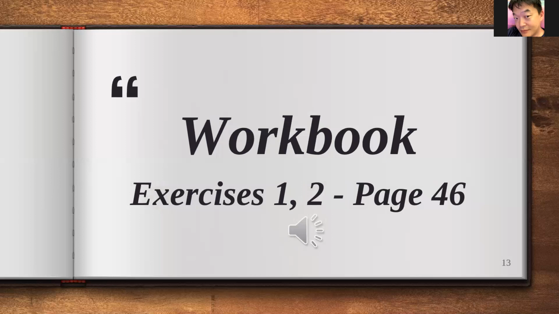Let's go to our workbook, okay? Let's go to our workbook, page 46. Let's do exercises 1 and 2. Again, exercise 1, you have to complete with have to or has to. And then exercise 2, again, you have to use have to or has to to answer the questions, okay? You see here on exercise number 2, you have some information in parentheses to build your answer to the question, okay? I'm gonna give you some time. Just try to answer the questions, then we're gonna do the correction after you finish, okay?